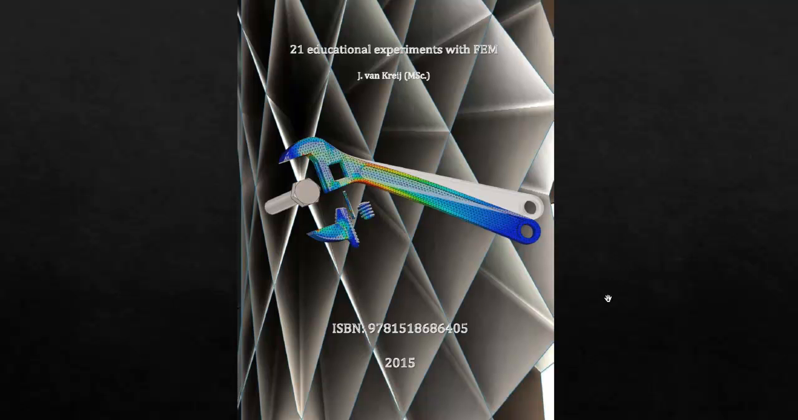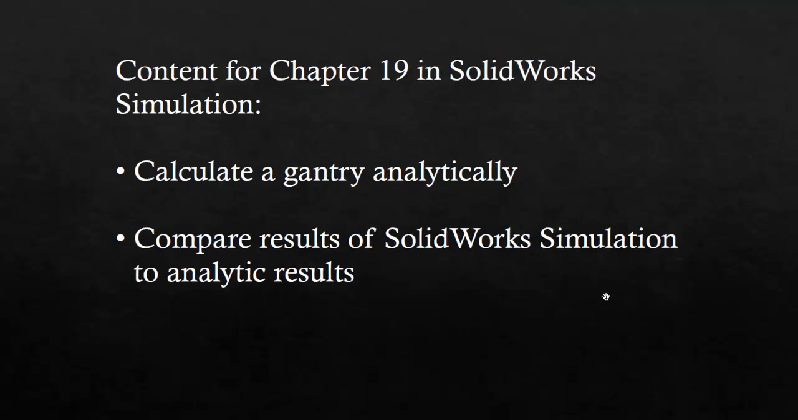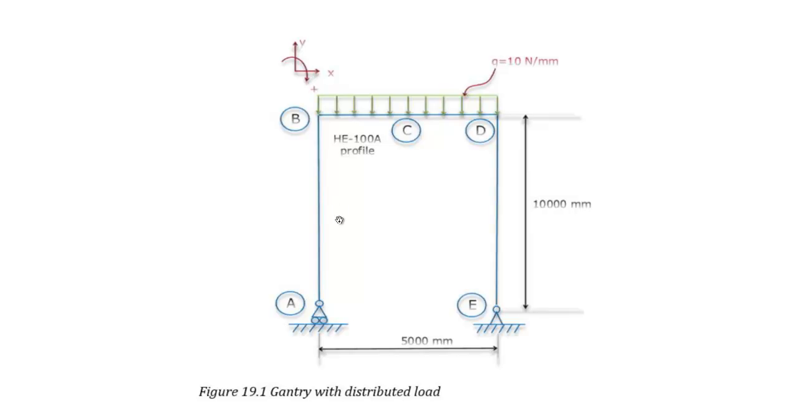This video goes along with chapter 19 of this book, and in this video I'm going to analyze a gantry and calculate it first by hand and then compare the results to SolidWorks Simulation. I've got the dimensions of the gantry over here. It's a gantry with a width of 5 meter and a height of 10 meter, and there's a distributed load Q of 10 newton per millimeter.